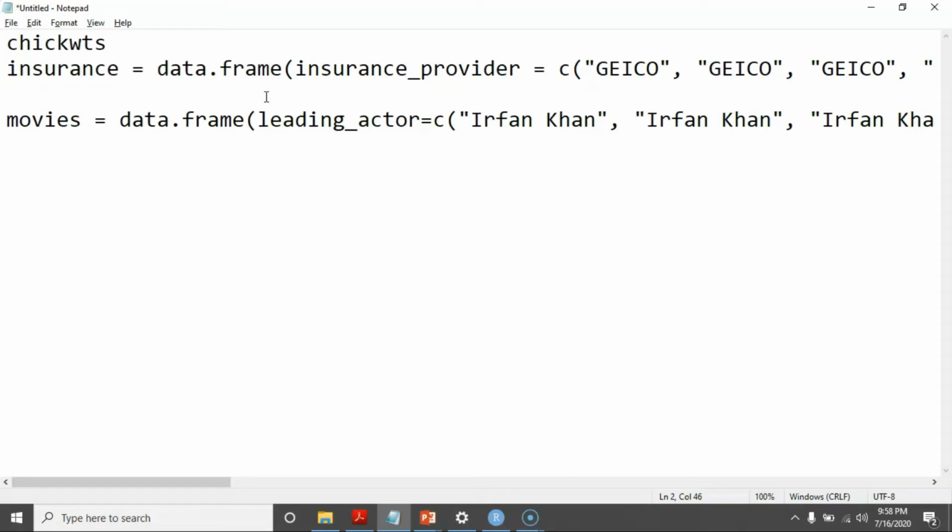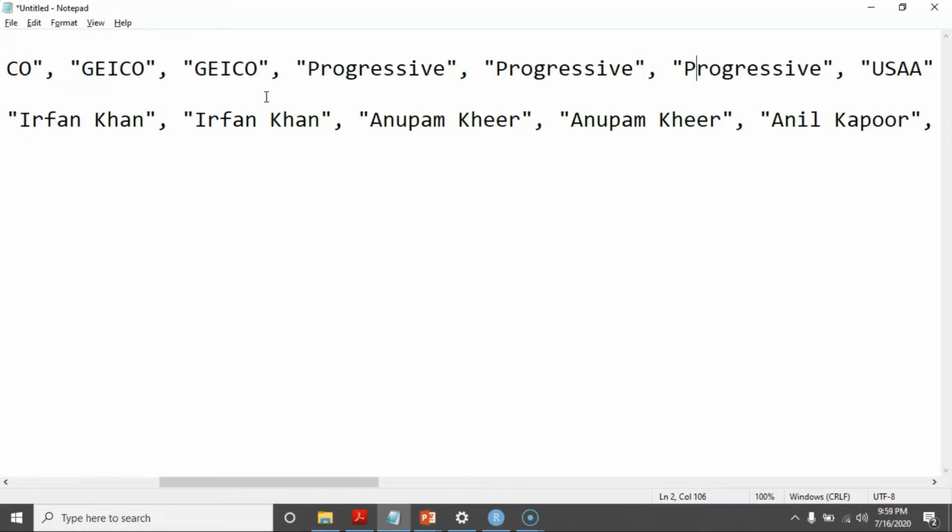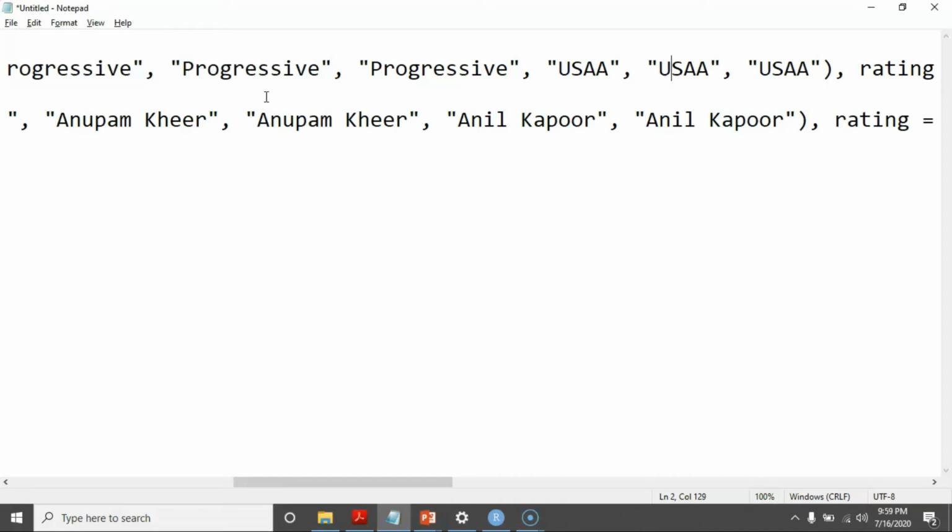to create a list type of structure. And then I will be feeding 9 values of this particular attribute. This is GEICO, Progressive, then USAA, and so on. All insurance providers have 3 instances, so it becomes 9. So this is one attribute, having 9 values, comma, then the second attribute, which is rating.